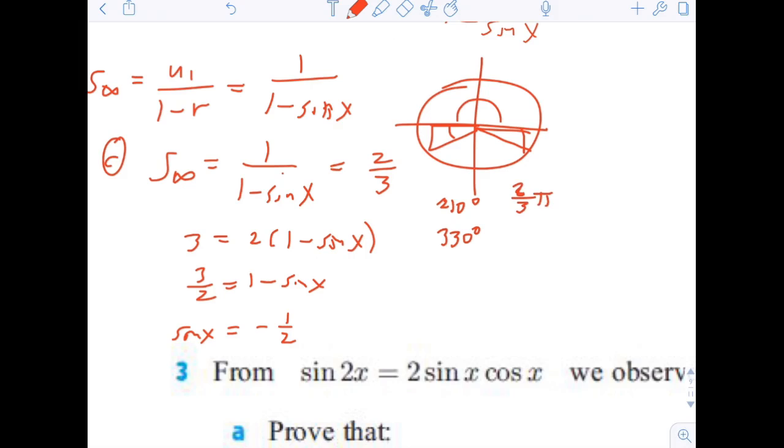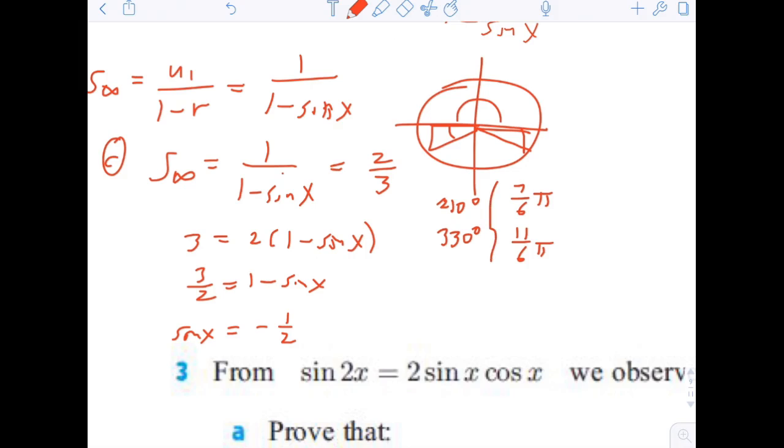2/3 pi. And the other one would be 12/6 pi minus 1. It would be 11/6 pi. No, I think this one here is wrong. It's 1 pi plus pi over 6. That would be 7/6 pi.